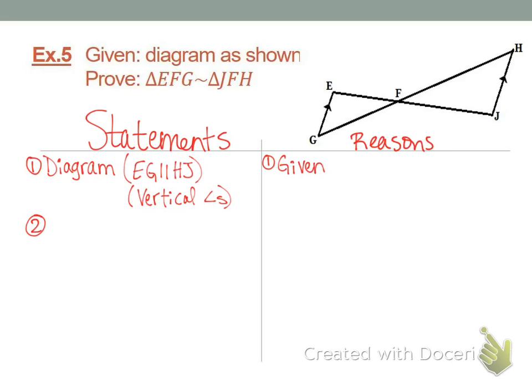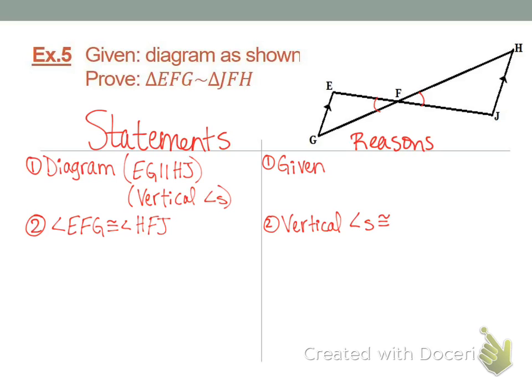Kara? Angle EFG is congruent to angle, did you say HFJ? Works for me. How did Kara know that? Vertical angles are congruent. You could just put vertical angles, that's fine. Vertical angles will always be congruent to each other. We can mark it in our diagram now that we have made that statement with a reason.